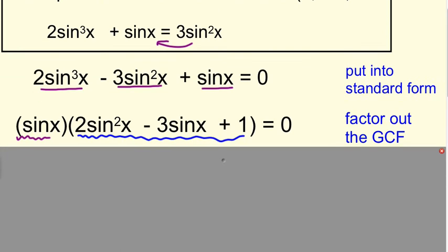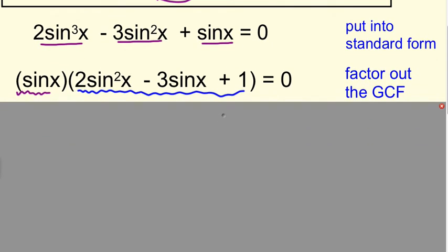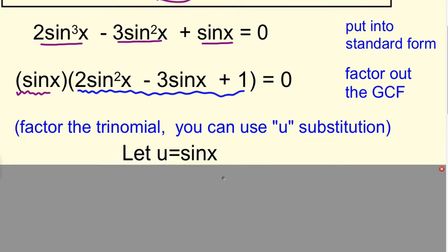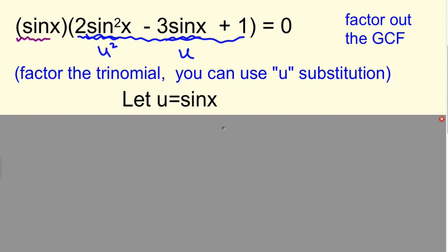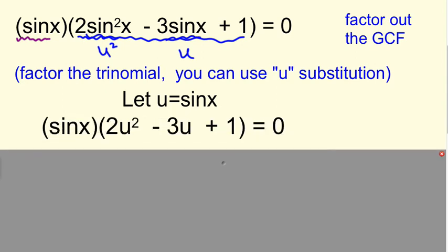They do teach this thing called substitution. What you do is you just take out the sine of x and replace it with the letter u. And if you have a sine squared of x, you replace it with u squared. So you're a little bit more comfortable with factoring. So this would be a u squared, and this piece right here would be a u. So you're factoring with u's instead of the trig piece. So it looks like that. 2u squared minus 3u plus 1.